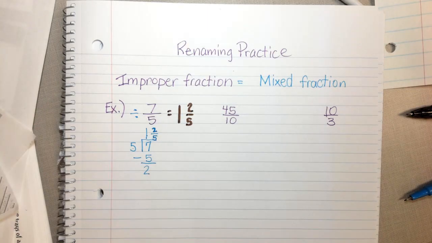Now what I want you to do is I want you to go back and solve 45 divided by 10 and 10 divided by 3. Tell me the mixed fraction equivalent. Go.